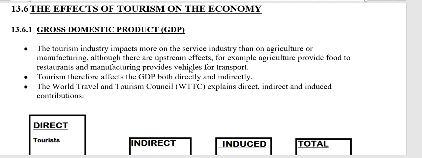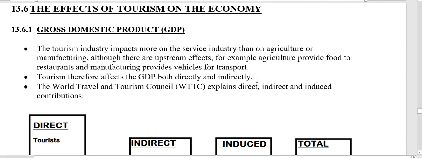So in terms of the GDP impact, it's going to impact more on the tertiary sector, which is your service industry, than on agriculture, which is the primary sector, or manufacturing, which is the secondary sector. Although I did say just now that agriculture does provide food to the restaurants, and the manufacturing industry provides vehicles that are used for transport and manufactures the suitcases that are bought by the tourists. There are upstream effects. It does impact on the secondary and the primary sectors as well, but the biggest impact will be on the tertiary sector.